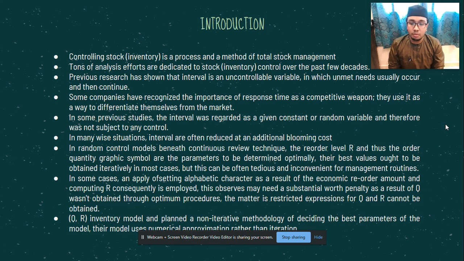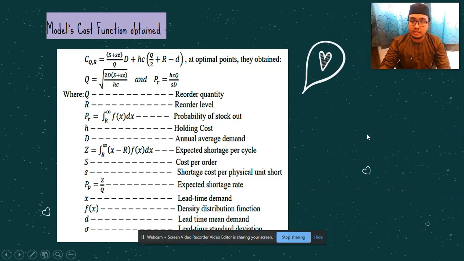They studied the QR inventory model and proposed a non-iterative methodology of deciding the best parameters of the models. Their model uses numerical approximation rather than iteration. So this is the model's cost function obtained.